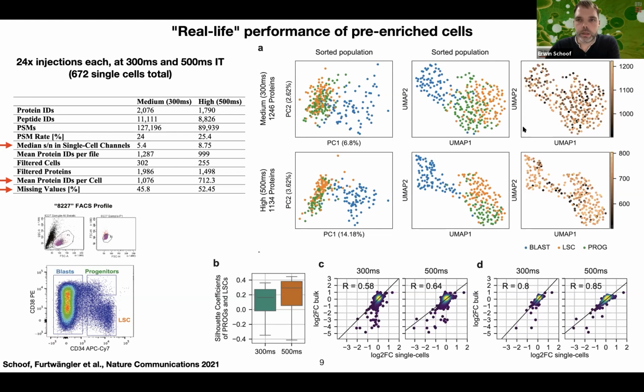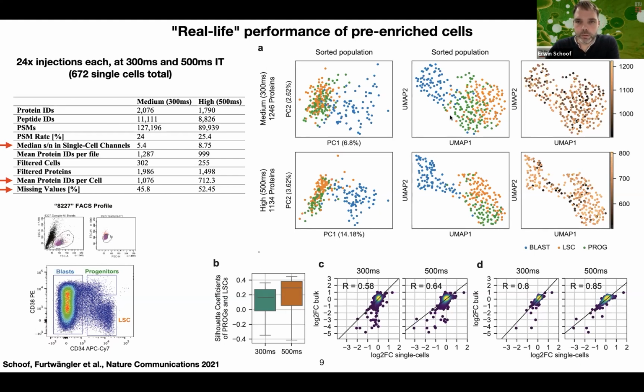And if we then visualize this data, these UMAPs are drawn on those proteins we identified, we can see that especially in the 500 millisecond, we're separating out these blasts in blue very nicely from the LSC and progenitors. So this is a leukemia culture system consisting of multiple cell types. It's from a primary AML patient. And we know that these LSC and progenitors are very different from the blast, so we should be able to separate them.